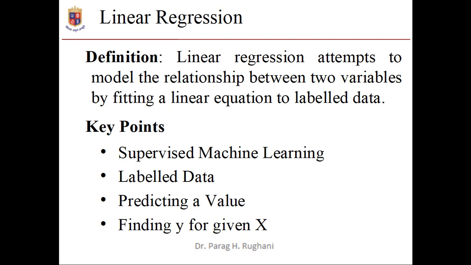Some of the key points to remember: linear regression is a supervised machine learning technique. It works on labeled data. It is mainly used for predicting a value. And you can say that the main purpose of linear regression is to find y for the given x. Let us understand it with some sample data.